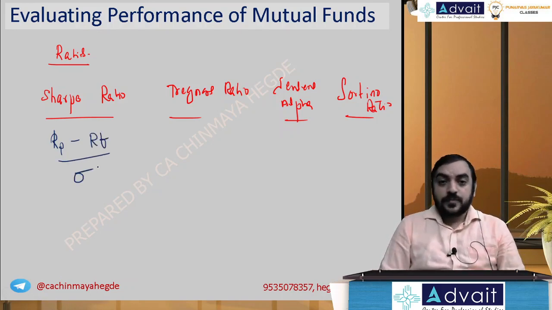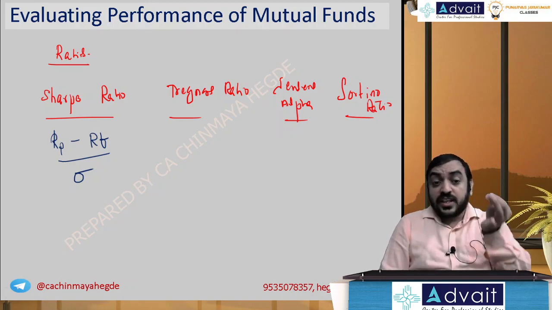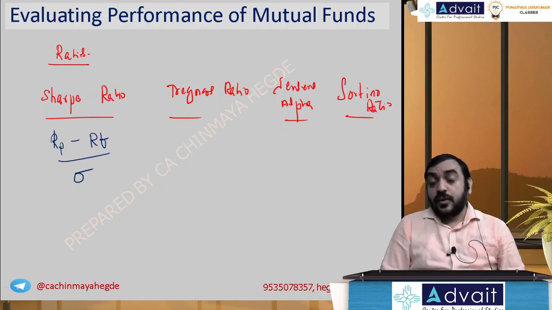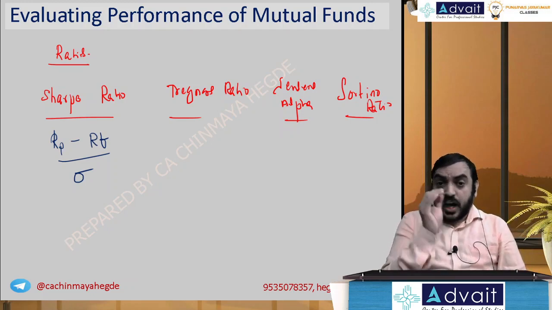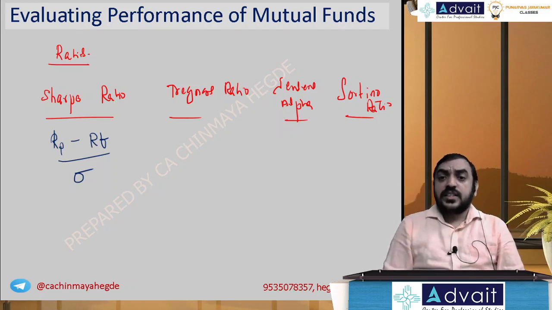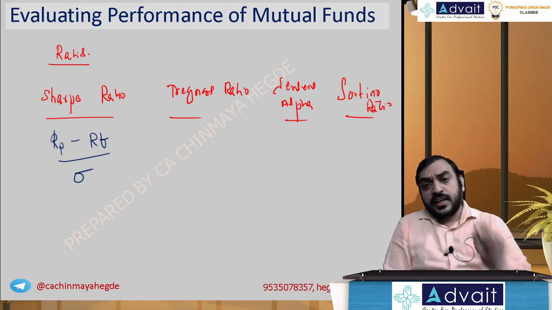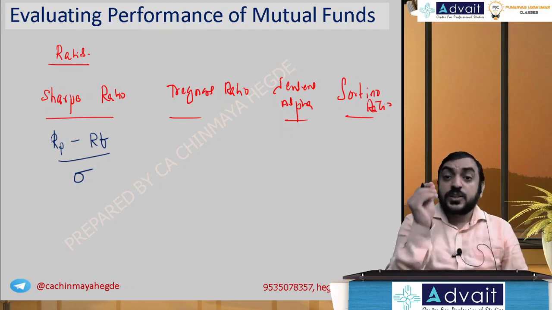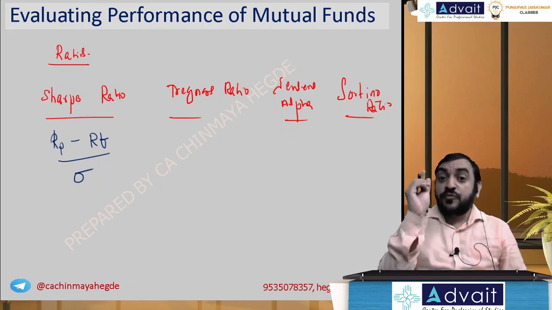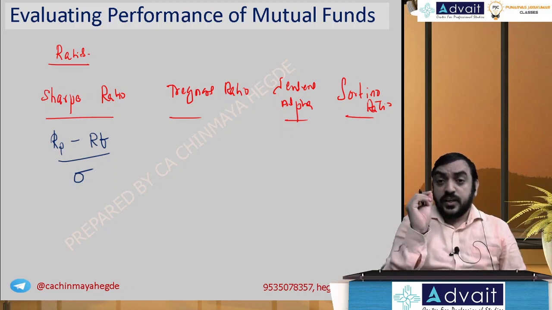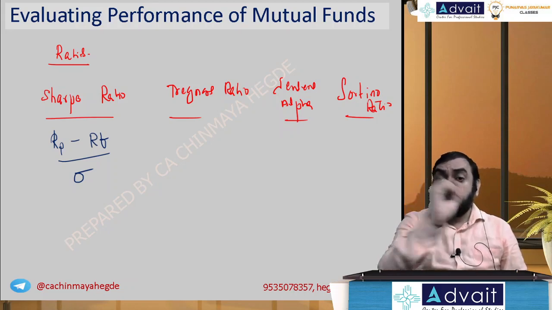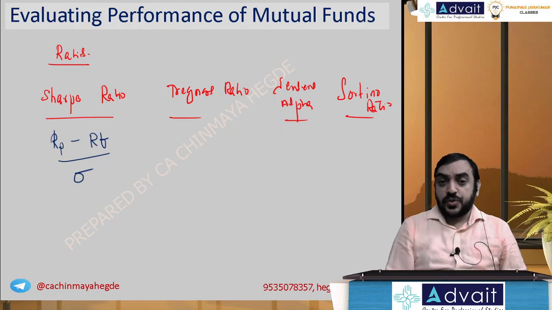The Sharpe ratio formula is return of a portfolio minus the risk-free rate, divided by standard deviation. That is reward to risk, or reward to variability. That is RP minus RF represents risk premium, and the denominator standard deviation represents risk. So risk premium for 1 unit of total risk, reward to variability, that is Sharpe ratio.